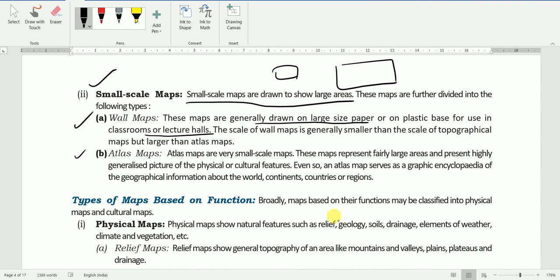Say, for example, one to 25 million, for example. So this is an example.